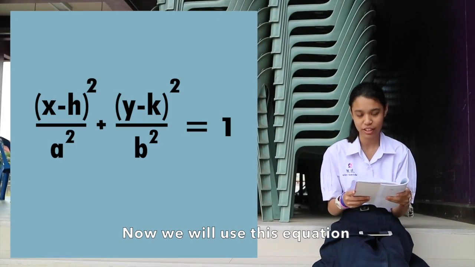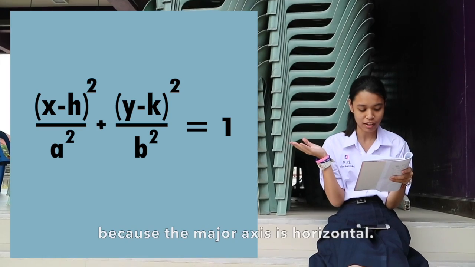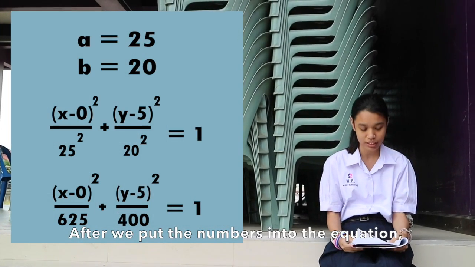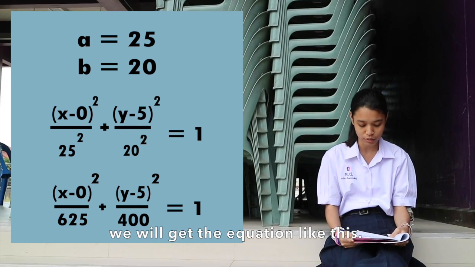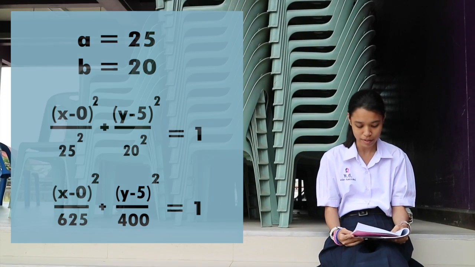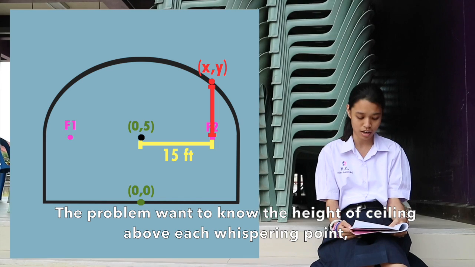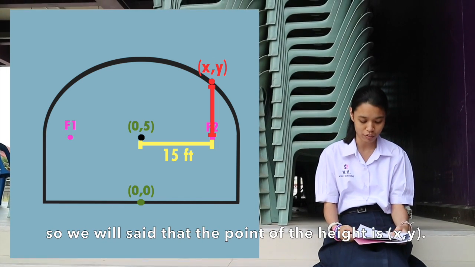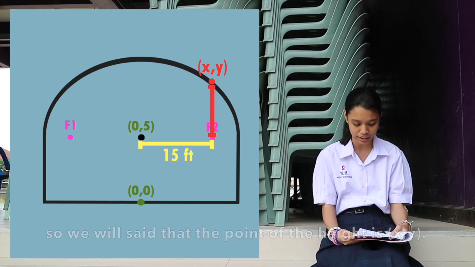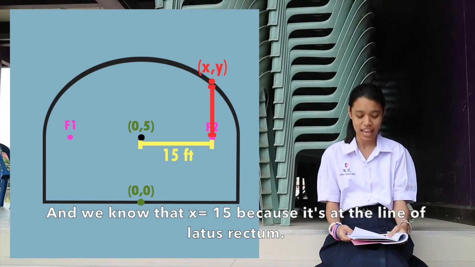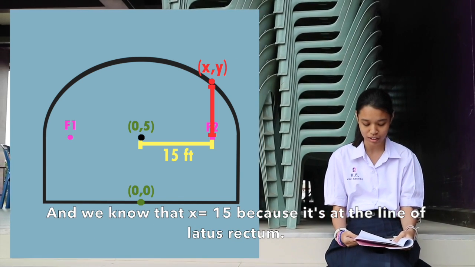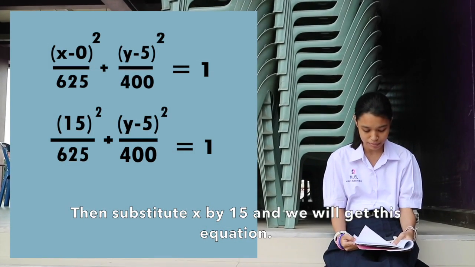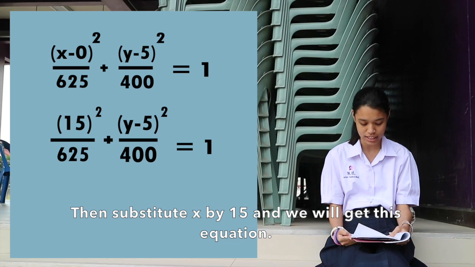Now we will use this equation. Because the major axis is horizontal, after we put the numbers into the equation, we get the equation like this. The problem wants to know the height of the ceiling above each whispering point, so we set the point of height at the point (x, y). We know that x is equal to 15 because it is on the line of the latus rectum. Then substitute x by 15 and we get this equation.